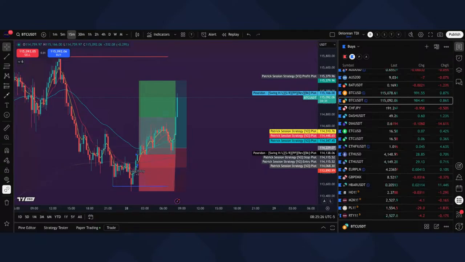And we're in both the perpetual and the spot version of Bitcoin. So there's going to be a nice chunk of profit and a nice chunk of pips. Between the two, over 230,000 pips in play.